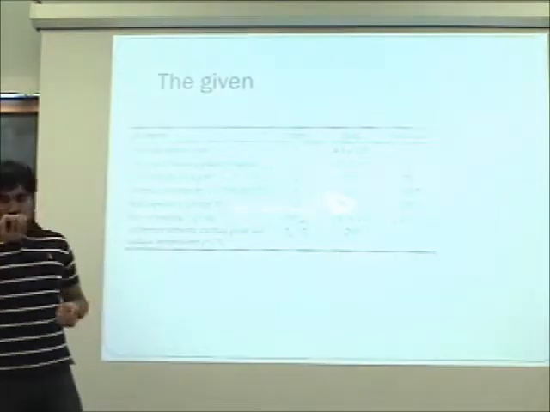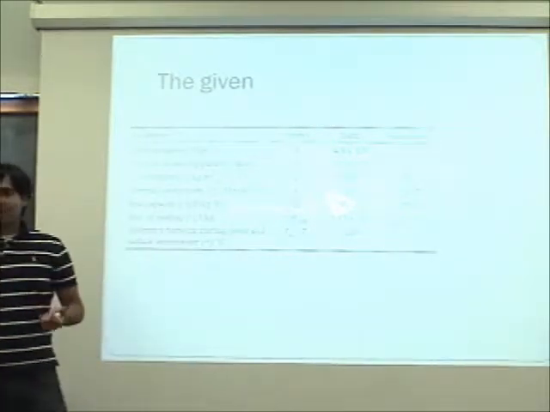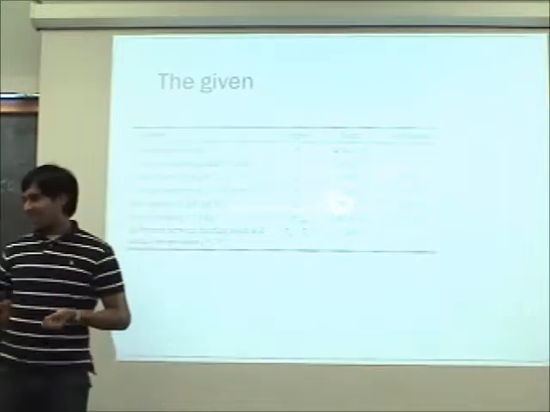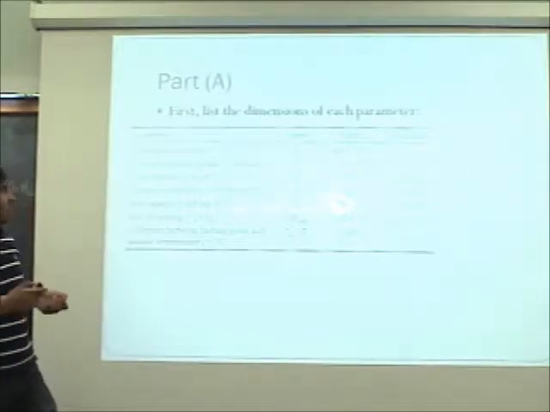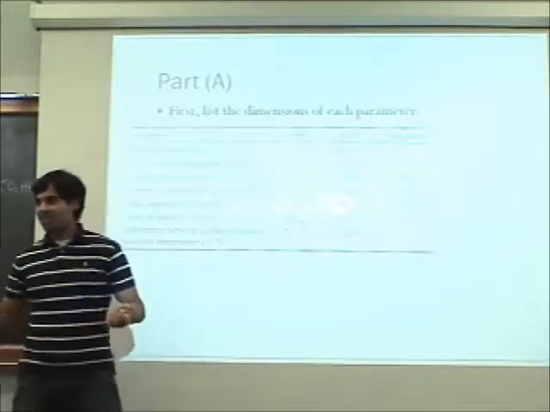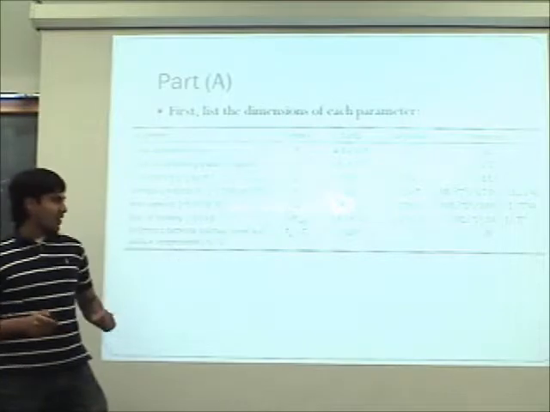Alright. So what's given? We're trying to use dynamic scaling to create a model of the Earth's crust. We have all these properties that they gave us, and part A, before we do part A, we need to list the dimensions of each parameter. I'm sure all of you know how to do that from now, and so that's there.